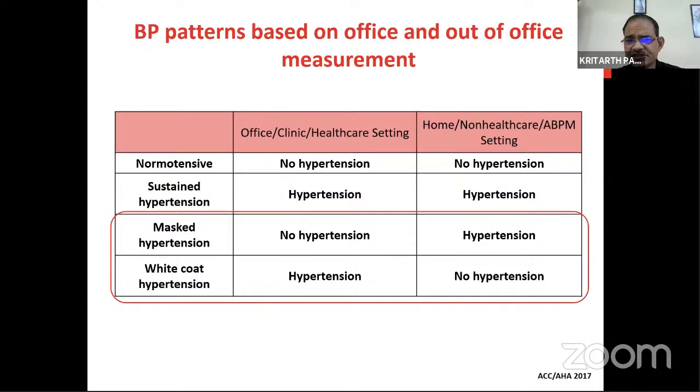Masked hypertension means office or clinic blood pressure is normal, but in the home or ABPM setting hypertension is diagnosed. In white coat hypertension, when the patient visits the clinic or office, the blood pressure is elevated, but at home or ABPM monitoring there is no hypertension diagnosis. These two are taken into account because of the prognostic effect and the long-term impact on life and mortality as well as morbidity.